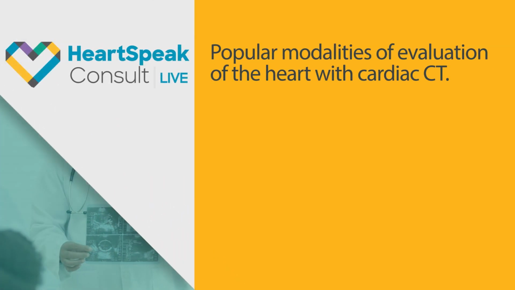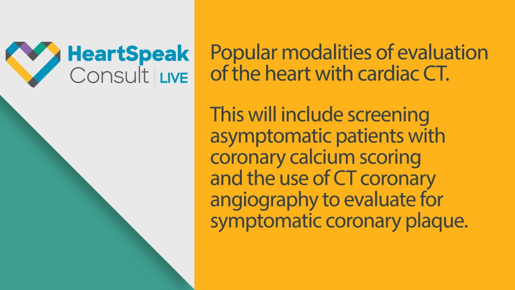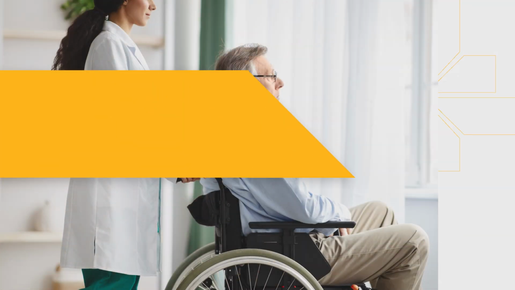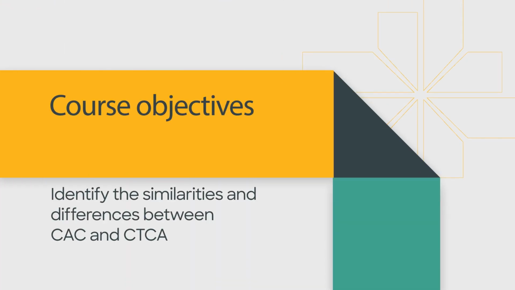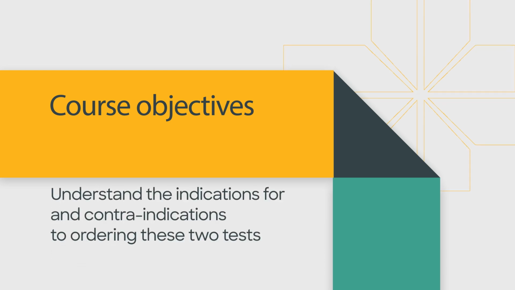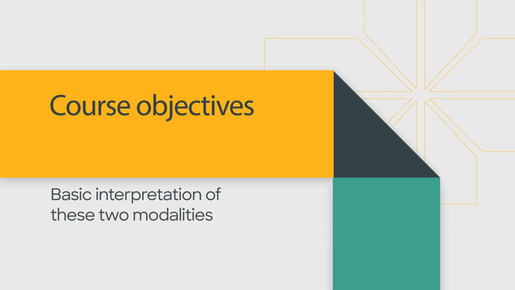During this presentation, Dr. Schussler will discuss the increasingly popular modalities of evaluation of the heart with cardiac CT. This will include screening asymptomatic patients with coronary calcium scoring and the use of CT coronary angiography to evaluate for symptomatic coronary plaque. The course objectives are: identify the similarities and differences between CAC and CTCA, understand the indications and the contraindications to ordering these two tests, and basic interpretation of these two modalities.